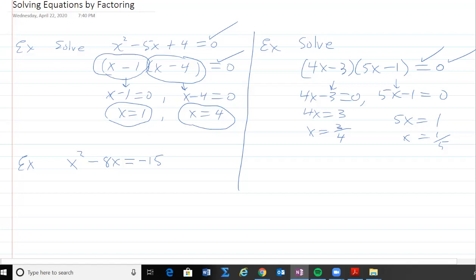Okay, well, two things. You don't have a 0 on the right-hand side, so don't even think about factoring until you get that 0. So that's the first thing. Get the 0. Add 15 to both sides. Now you can factor. We have x minus 3 and x minus 5. That does it. So x minus 3 is 0, which implies x is 3. And x minus 5 set to 0 implies x is 5. So there are the two solutions.